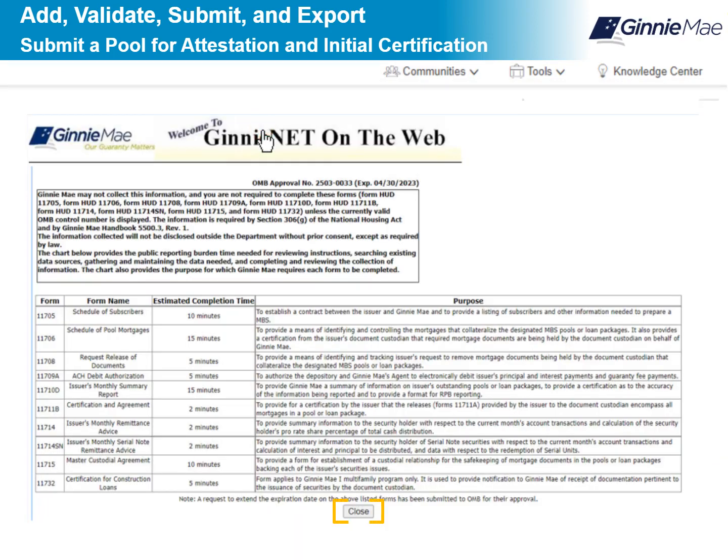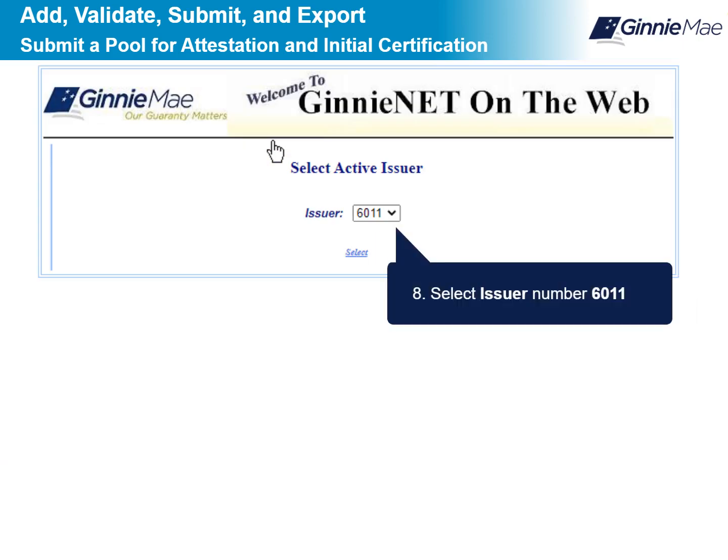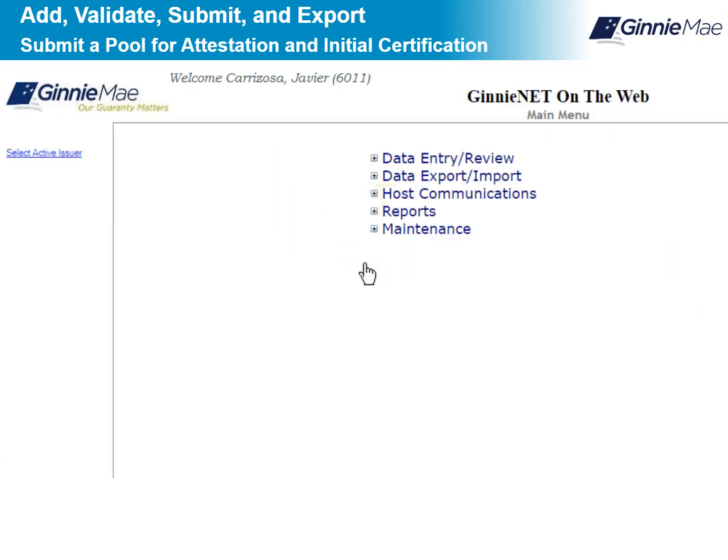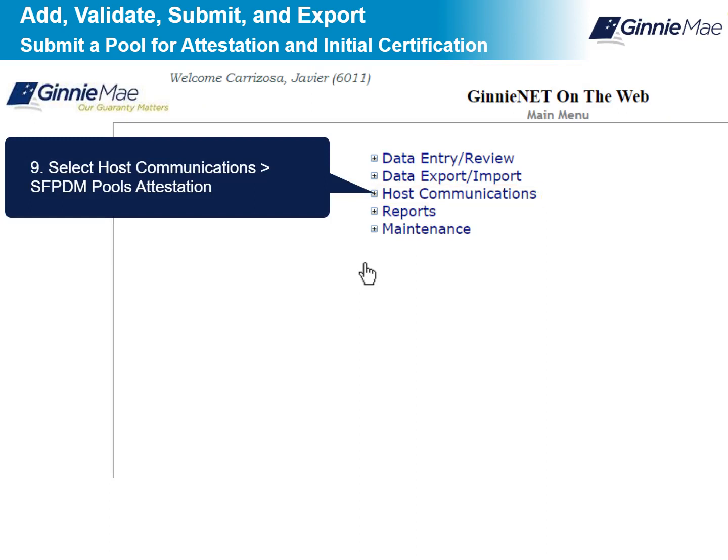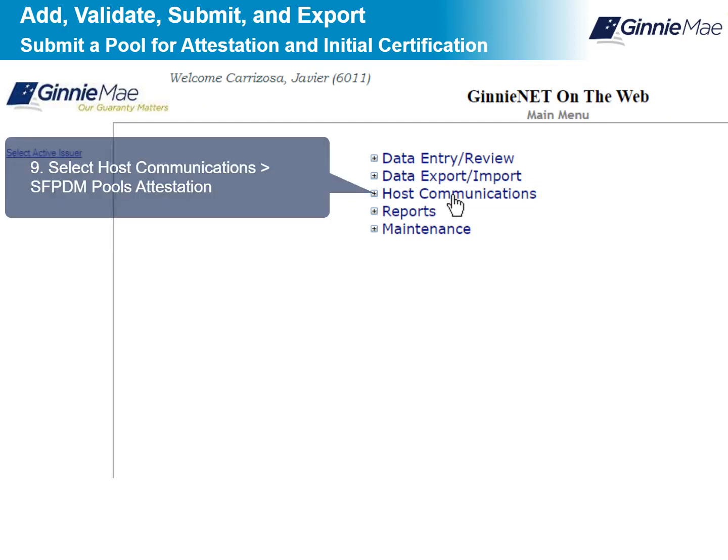Scroll to the bottom of the Forms table and select Close. 8. Select Issuer Number 6011. 9. Select Host Communications, SFPDM Pools Attestation.